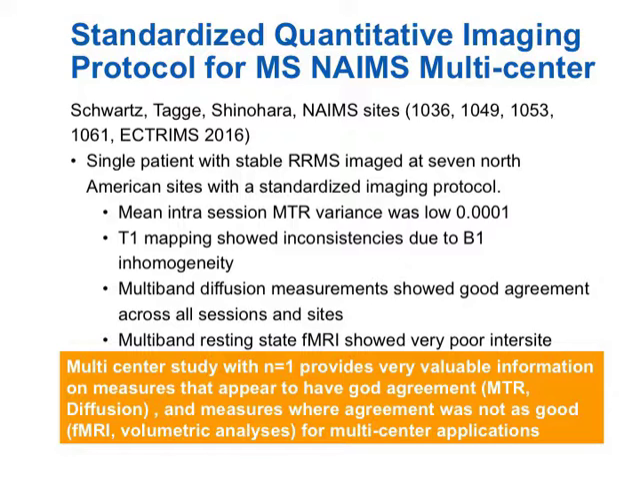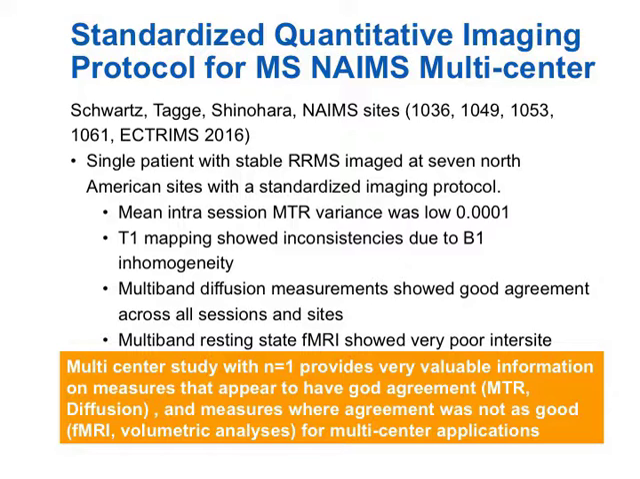First, they looked at MTR, and they found that the mean intra-session MTR variance was relatively low, 0.001. They found that T1 mapping showed inconsistencies overall due to B1 inhomogeneity. They found that diffusion measurements showed good agreement across all sessions and sites, and this was a multi-band form of diffusion. They found that multi-band resting state fMRI showed very poor intersite agreement. And they also found systematic differences resulting in major biases in volumetric analysis.